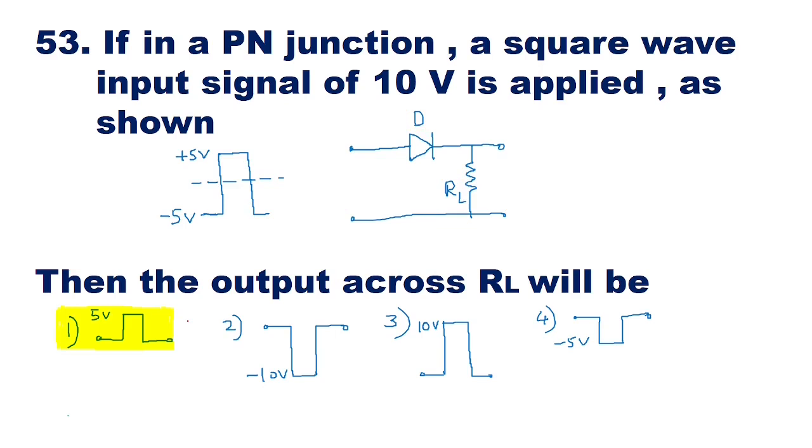Here you can see option 1, that is 0 to 5 volt. That part of the square waveform will be passed through the diode and seen at the output, and the rest of the square input will be blocked. So the first option is the correct answer.